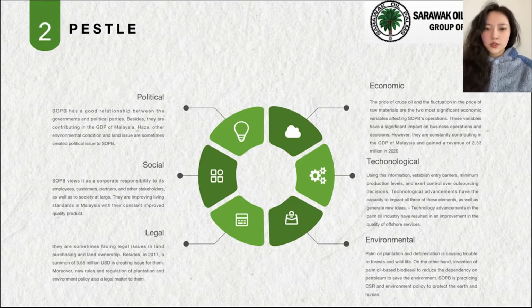And the legal. There are some legal issues in land purchasing and land ownership. Besides, in 2017, a sum of $3.55 million is creating issues for them. The last one is environmental. Palm oil Berhad is causing trouble to forest and wildlife.